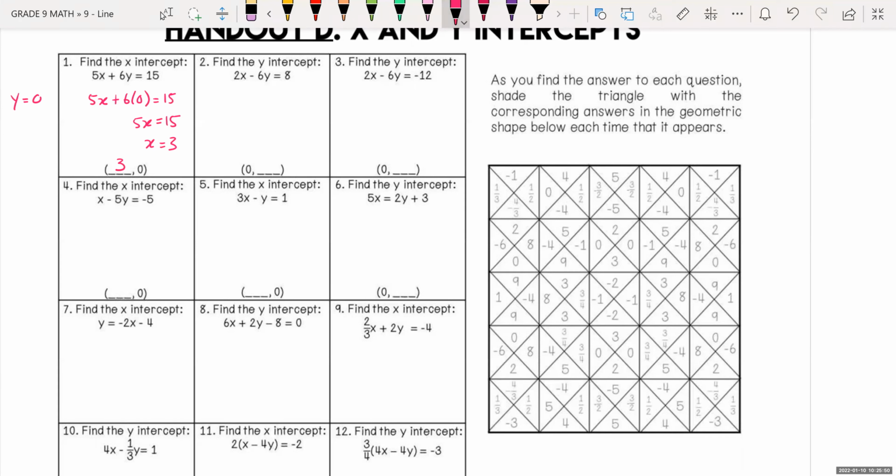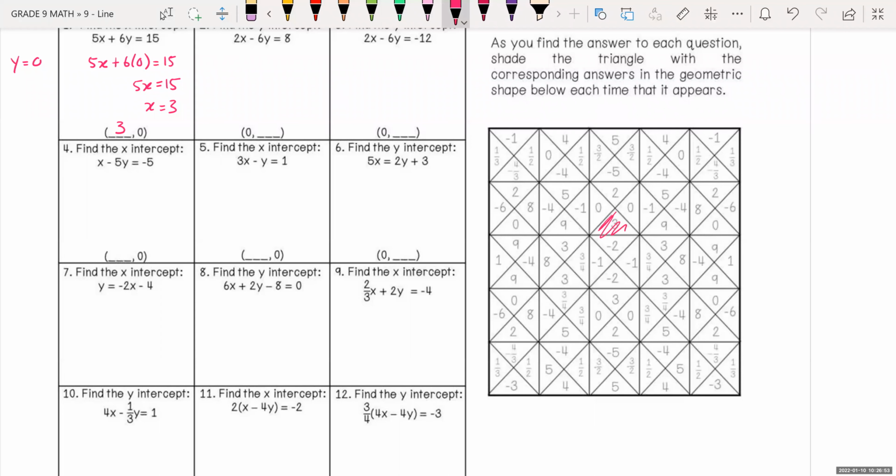And so you would put that over here. And then you would do that for the rest of them. As you find the answer to each question, shade the triangle with the corresponding answers in the geometric shape each time that it appears. So 3, 0 is what you would be shading. I would just shade in all of the 3s. And then in the end, you're going to get a nice picture, but really the point of it is to get you to practice that.